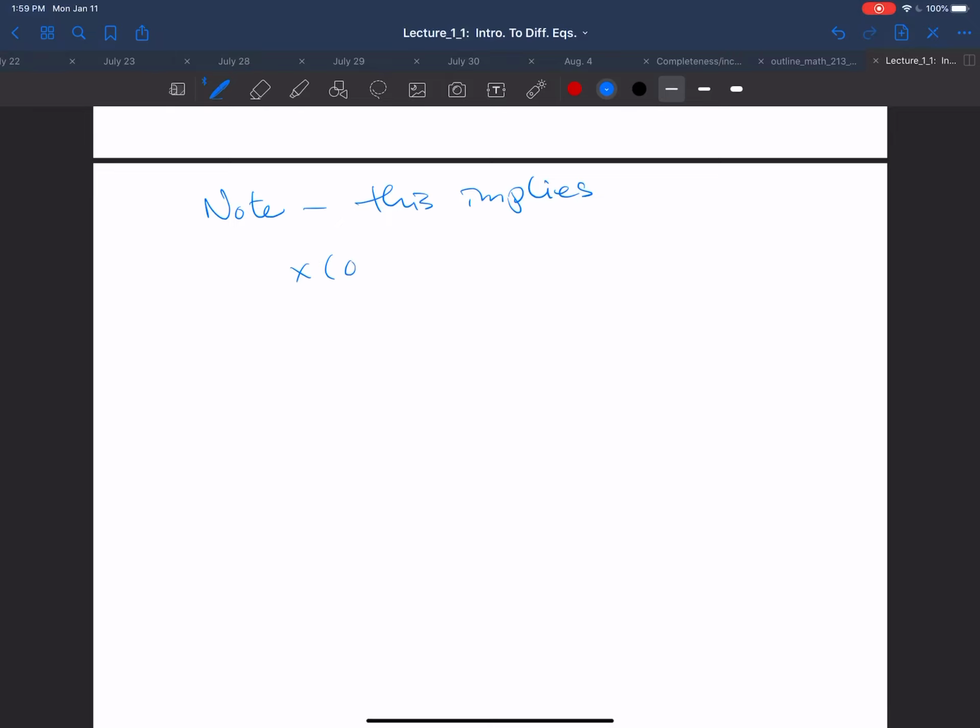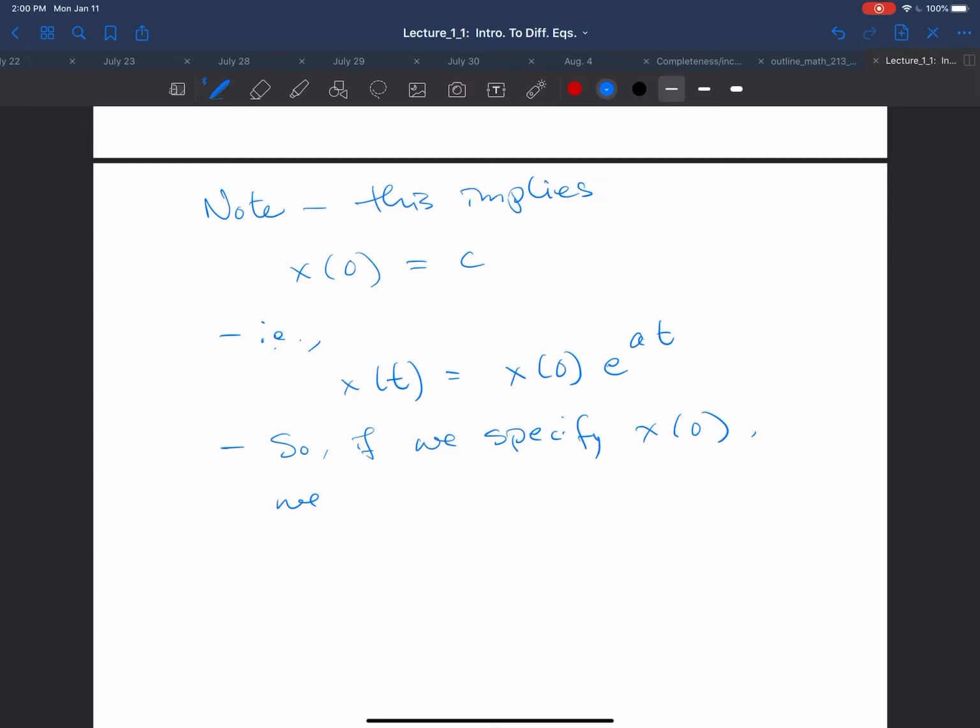So this implies that x of 0 is equal to c. Or in other words, plugging this back into our original solution, x of t is equal to x of 0 times e to the at. So if we specify the value that x takes at time t equals 0, we get a unique solution.